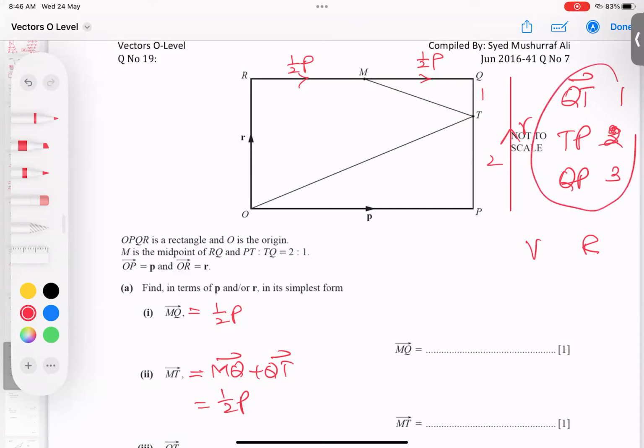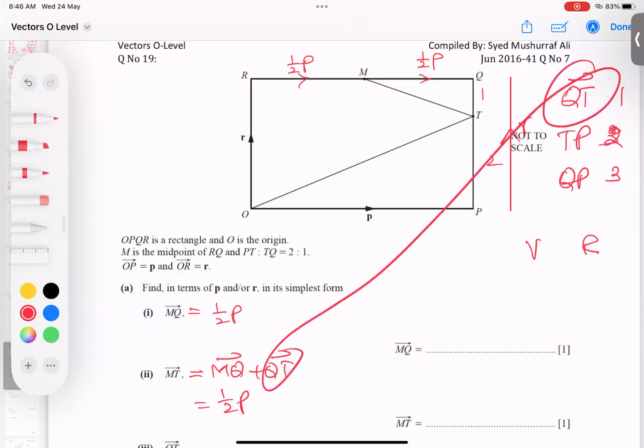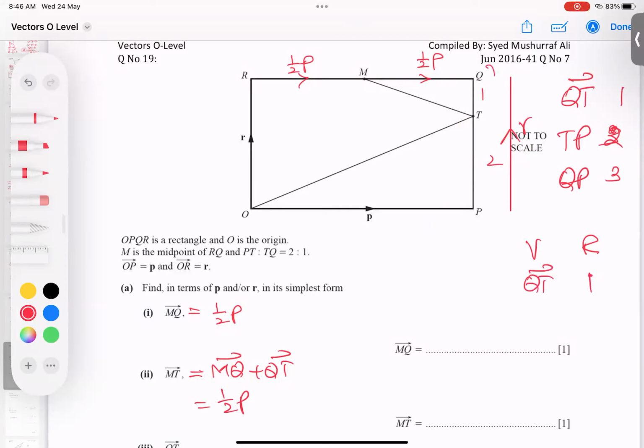Now we pick any 2 vectors from here. One is unknown, which is QT. I will take QT from here, and QT is 1 ratio. TP is itself unknown, but P to Q we know. So I'm writing here QP. Make sure direction is very important: Q to T, T to P, and Q to P, all in the same direction. Students, be careful regarding that direction. So I'm writing 3 times QT equals 1 times QP. I think you know what is going on.